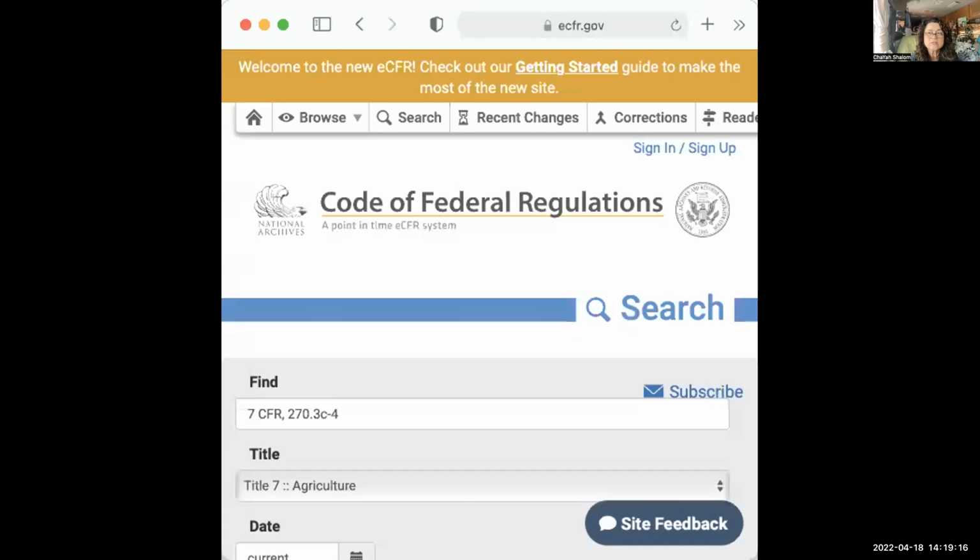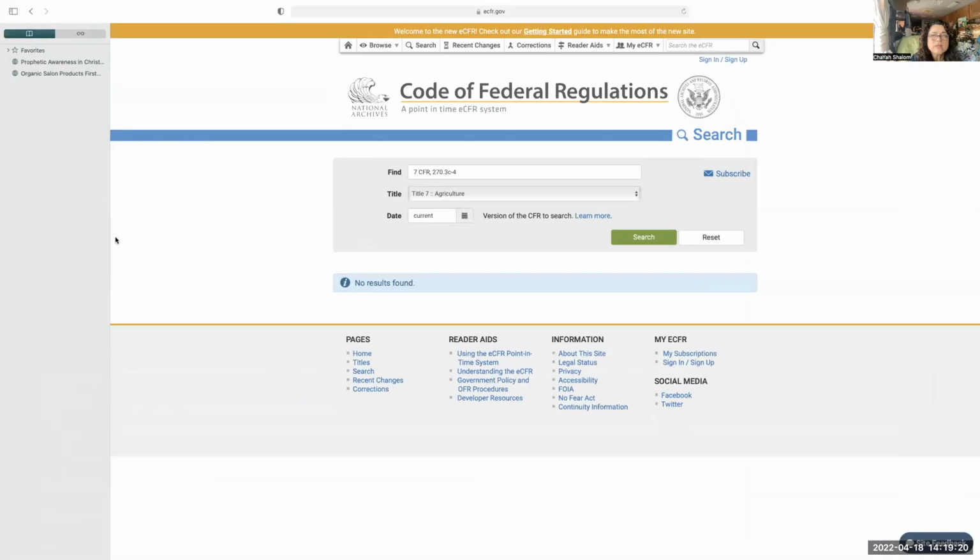Am I even sharing the screen? Maybe I'm not. Let's try sharing the screen again and see if it's going to happen. Share the screen. I don't think I was sharing the screen there. Okay, so let me just see here. Now I'm sharing the screen. Okay. Yeah, so I put it in 7 CFR and then I put a comma because I don't know how to do that subsection thing. Is that what that means? I don't know.